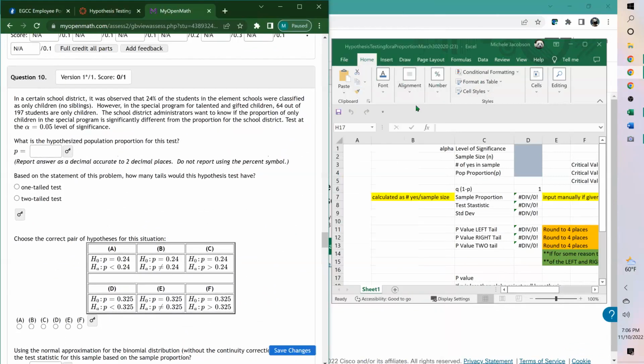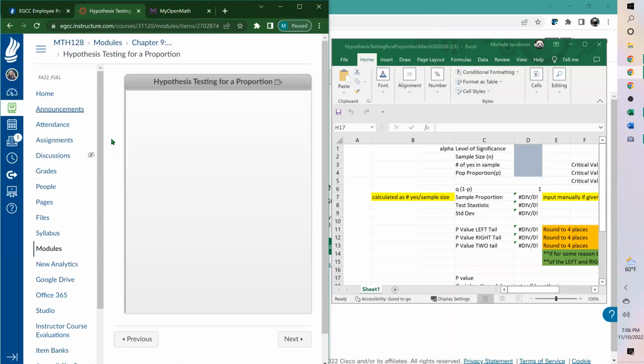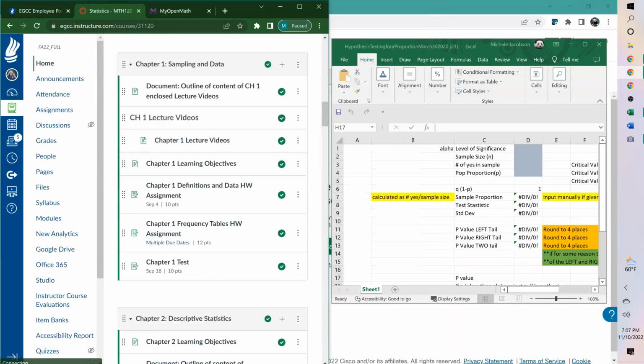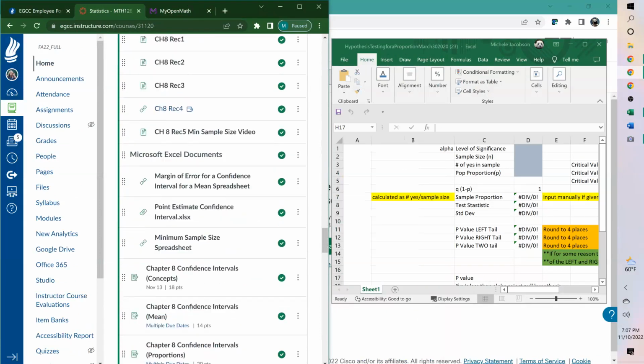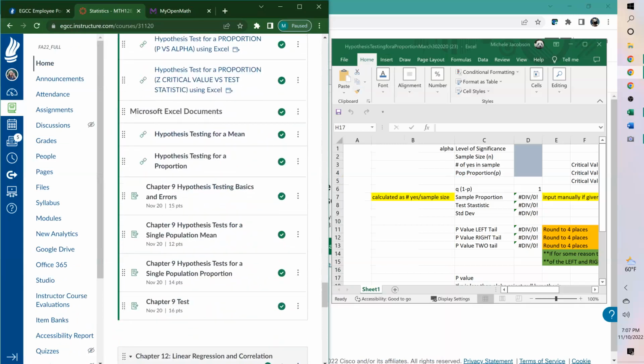Okay, so this is the Excel. It's in chapter 9, right in with the modules. So we're using the hypothesis test for a proportion. These are the only two you use in chapter 9.